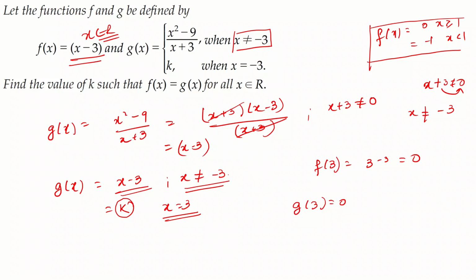So we see that f(3) is equal to 0. That means f is taking the value 0 when x is 3. So we just define this k to be equal to 0, because this is what the function takes at x equal to 3. So that's it. We define k to be equal to 0, and then in all the cases f(x) and g(x) behave in exactly the same way. So k equal to 0 is our answer.